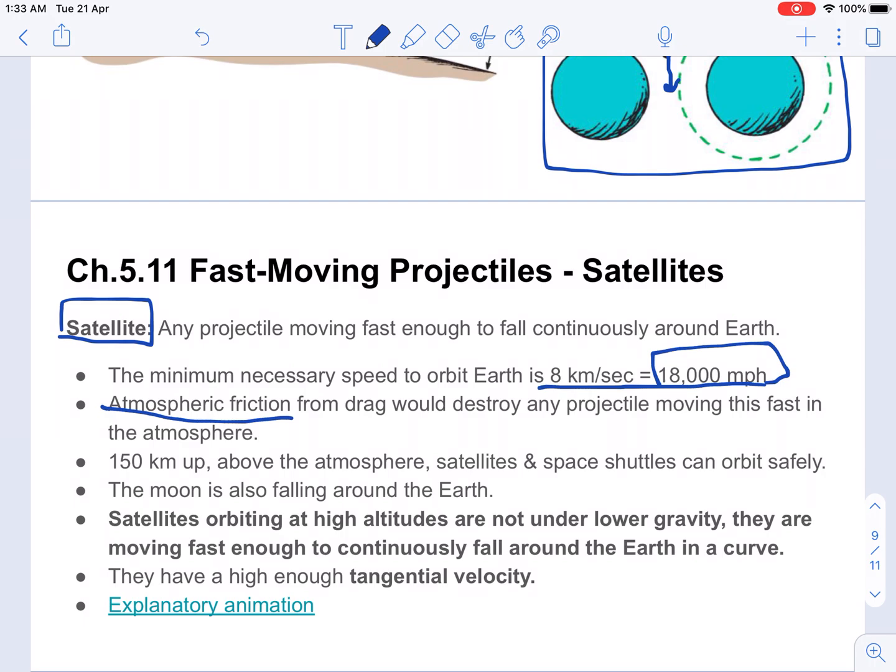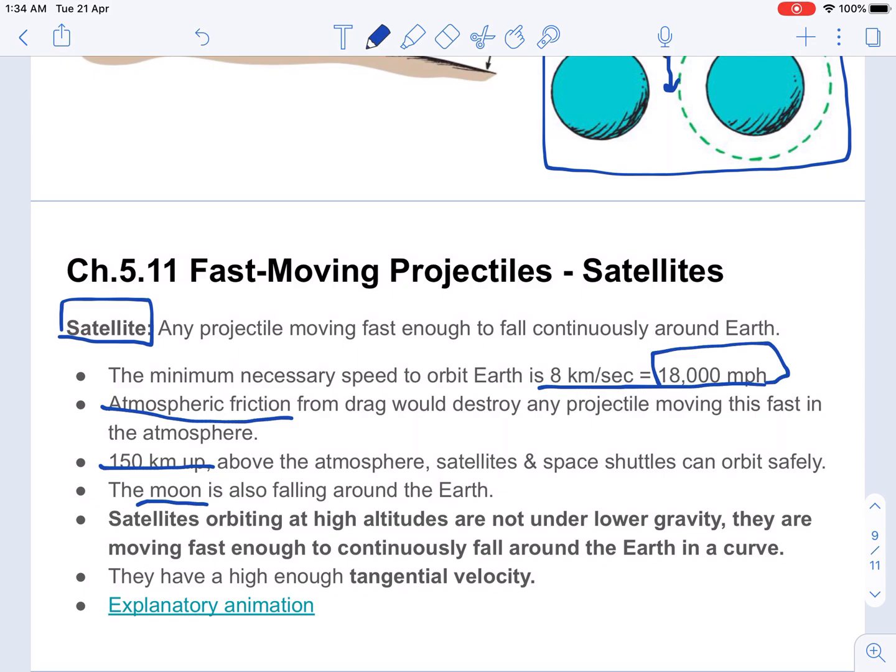You couldn't do this in the atmosphere, right? Traveling that fast in the atmosphere with air would create a lot of friction. It would destroy whatever object was flying through it. But if you go 150 kilometers straight up, you are now outside the atmosphere. There's no more air or gases, no molecules that could be collided with. And so then you would have that orbital motion. And this is what the moon's doing, right? The moon isn't dealing with atmosphere or anything like that. It's just falling continuously around the planet.